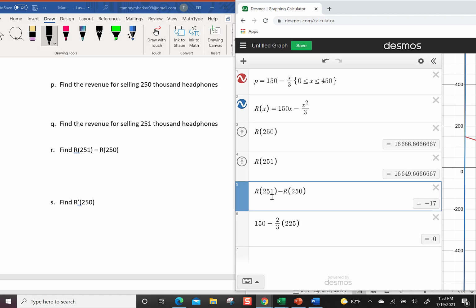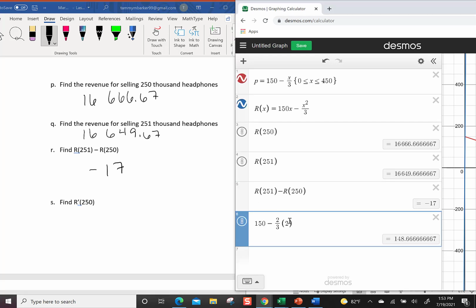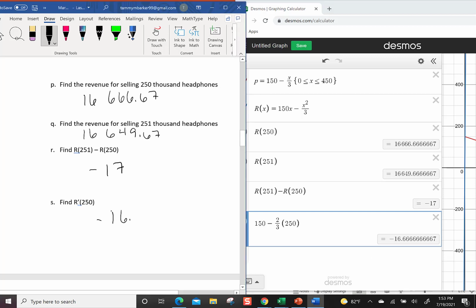So the revenue for 250 was 16,666.67. For 251 was 16,649.67, which gave a difference of negative 17. So we can see the revenue is going down even though the number that we're selling is going up. Then if we put 250 into the derivative, so let's go back to our derivative and put the right number, it also shows a negative. We have negative 16.67. So this is a close approximation from doing the marginal revenue with a derivative.